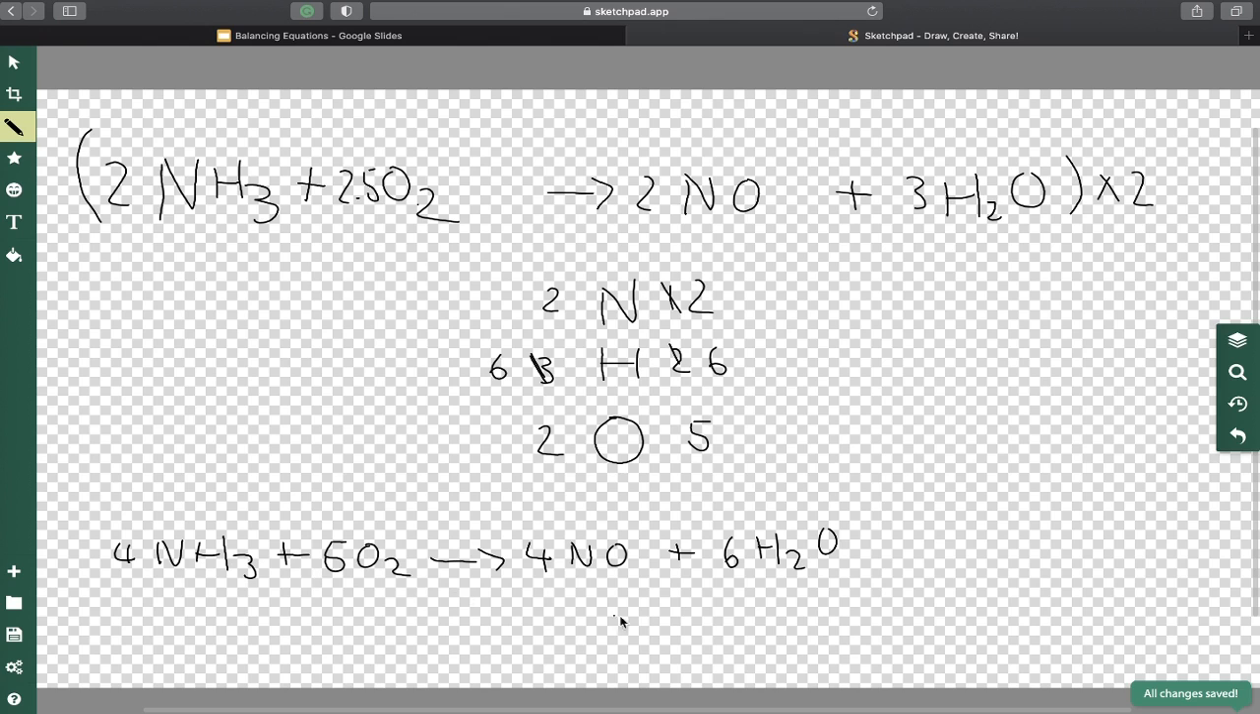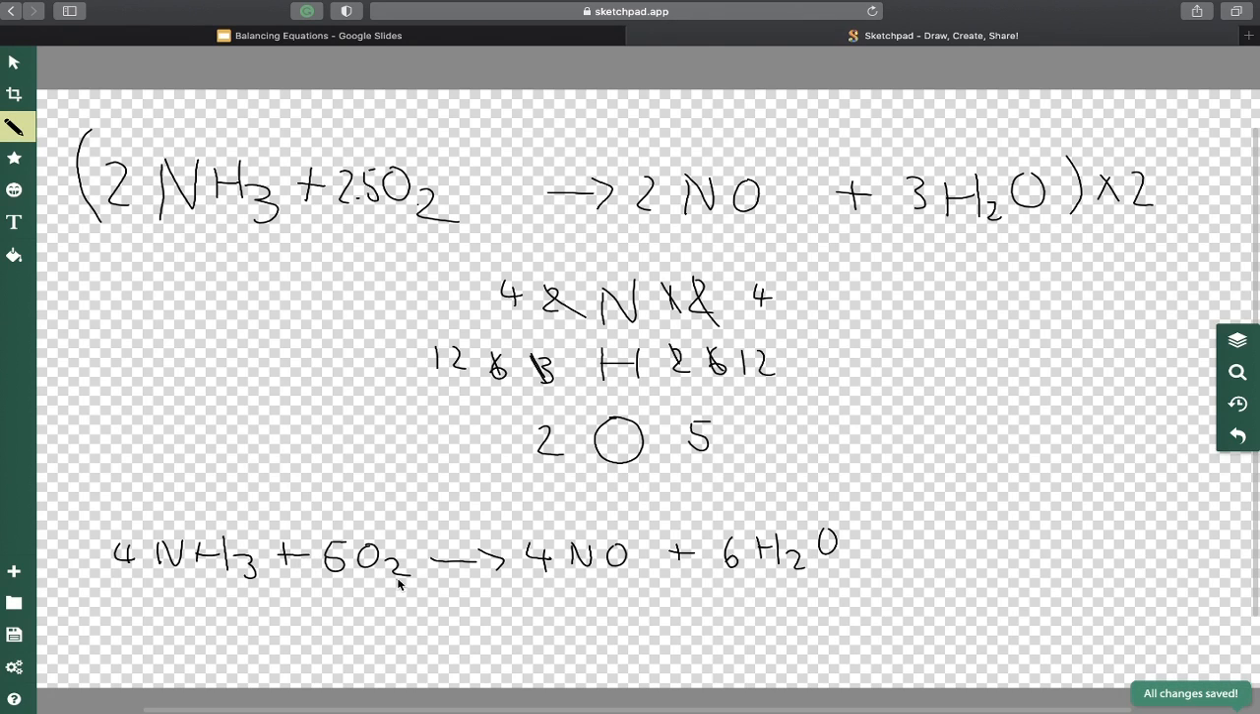Now we can check our work. We have 4 nitrogens on the right side and 4 nitrogens on the left side, so I'll cross these out. Then we have 4 times 3, which is for the hydrogen, so we have 12 hydrogens here. And then we have 6 times 2, which is also 12. So we have 12 hydrogens on both sides.